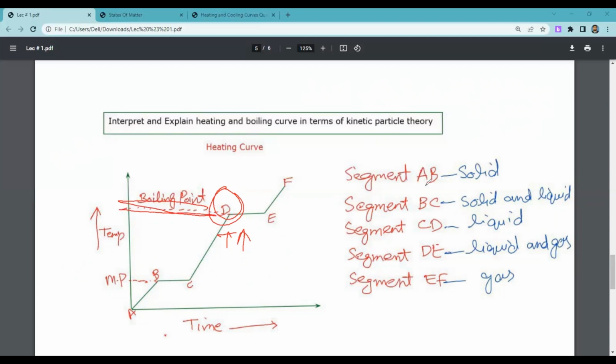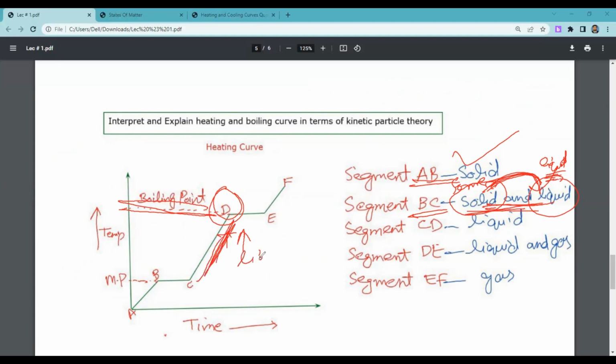At segment AB, the substance is only solid, while at segment BC, solid and liquid both exist in equilibrium, because solid is converting into liquid. Some solid is present, some liquid is also present, because it's converting at this point. While at CD, this is only a liquid.